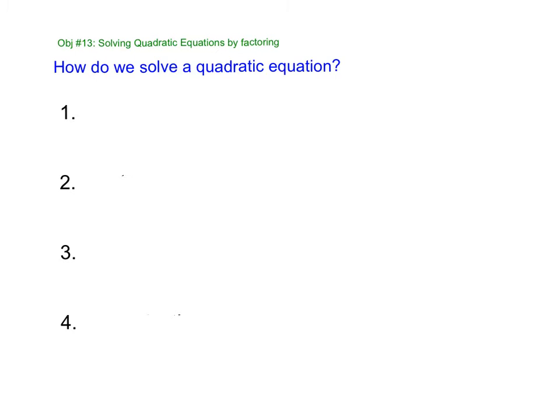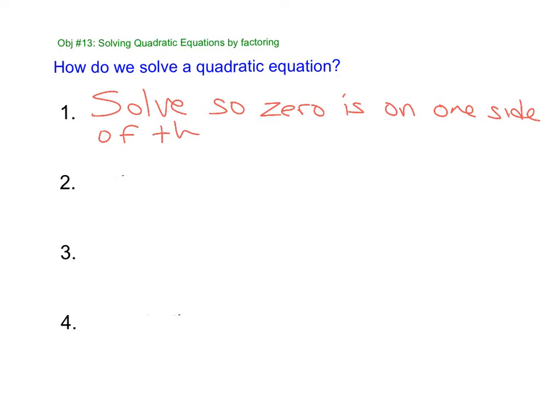All right, how do we solve a quadratic equation? We wrote this down last time, but we only wrote 3 steps instead of 4. After we wrote that down, we then included another step. We have to solve so 0 is on one side of the equation. Because the whole idea here is we're using the 0 property, so we need to have something equaling 0. If it doesn't equal 0, we can't solve it.